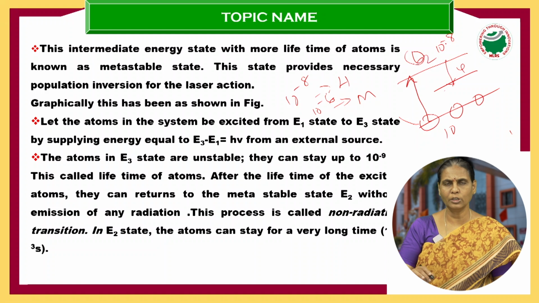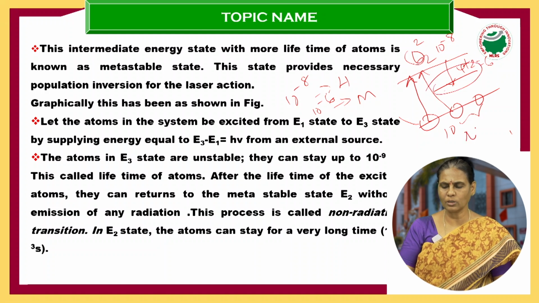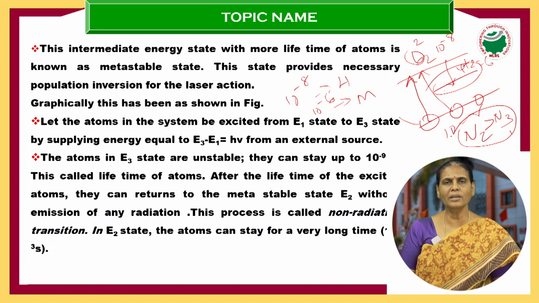How many are left here? 2. In the meanwhile, these 2 undergo de-excitation, and 2 more atoms are jumping here. Now, how many are coming here? 2 are coming. Here, how many are there? 6 have come up. Now, when you see the population, which is more? In the metastable state, the population is more. Hence, we can conclude that the number of atoms in the higher energy state, N2, is greater than N3. Okay, this is what is taking place. This property or phenomenon, we call population inversion.